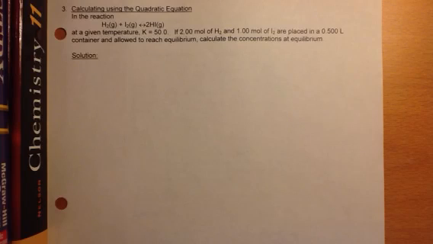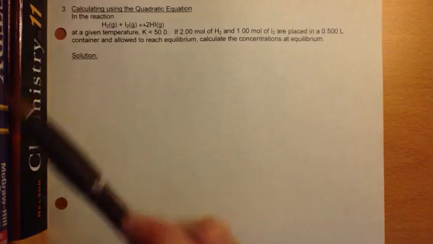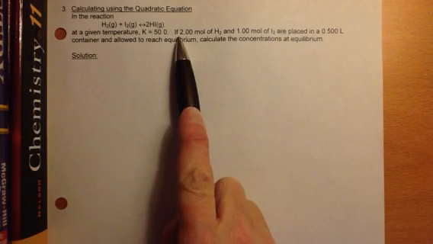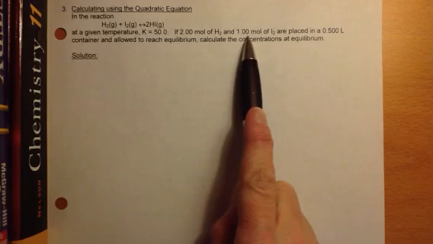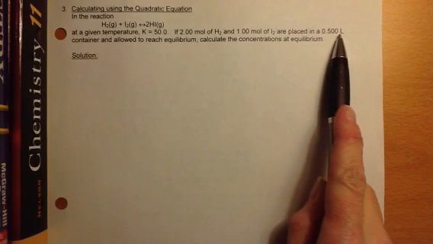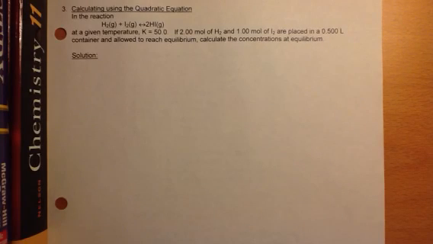So here's our reaction, similar to the one we had in the first example. Well, not similar, it's identical. And at a given temperature, the K value is 50. So they're telling us that we've got 2 moles of hydrogen and 1 mole of iodine, and they are in a 0.5 liter container. They're allowed to reach equilibrium, and we need to calculate the concentrations at equilibrium.